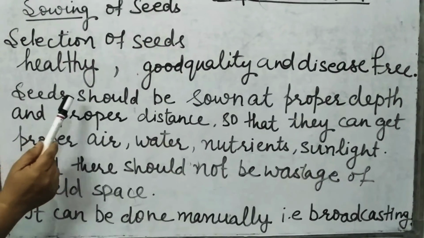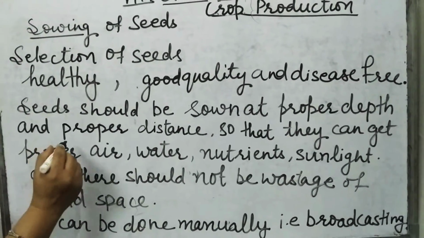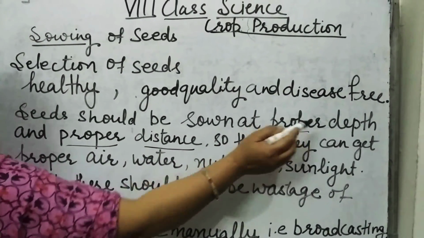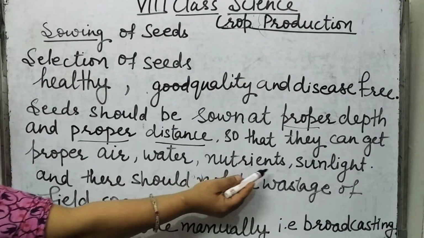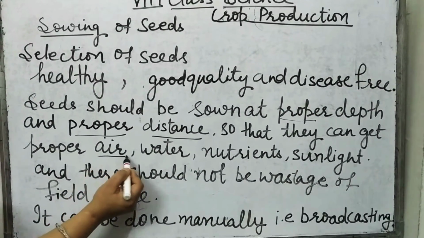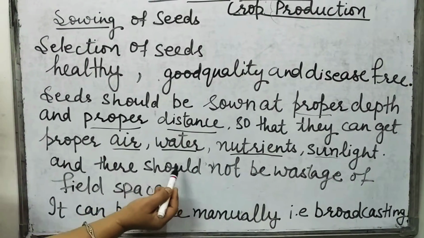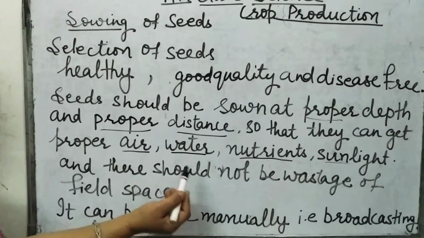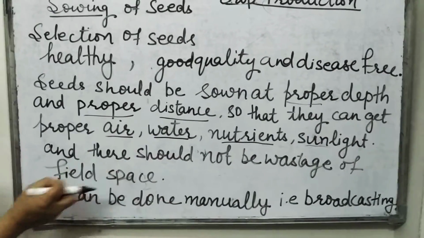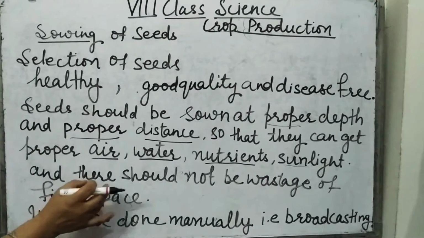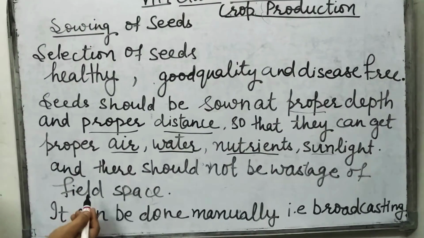Seeds should be sown in the fields at proper depth and proper distance. The distance and depth should be proper so that they can get proper amount of air, water, nutrients, sunlight, and there will be no competition for all these things among the seeds, and these should not be so far apart also, without wastage of field space. That means the seeds should not be very close to each other, and neither should they be very far from each other. Now the question arises, how can we sow the seeds?